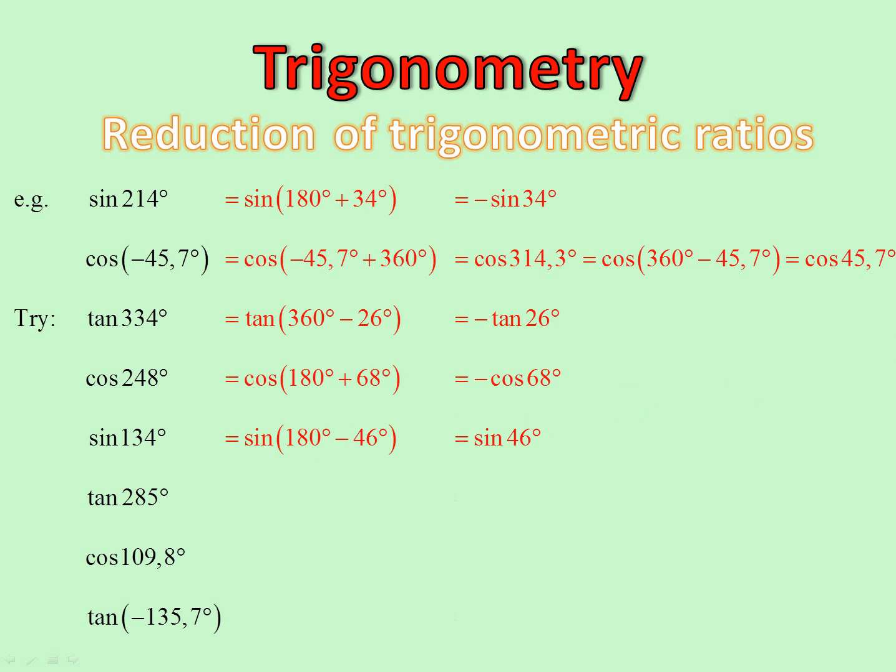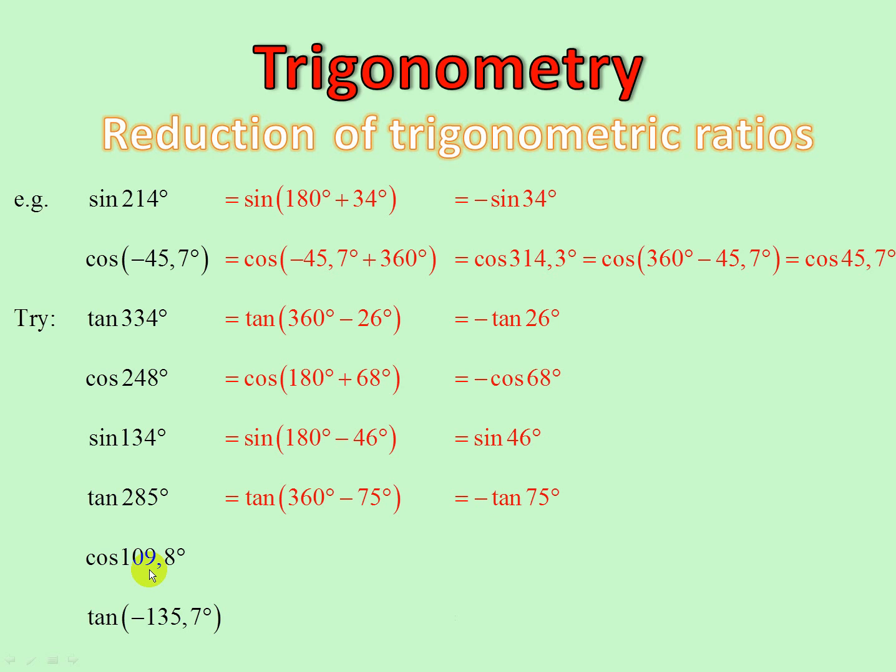So therefore, straight. Tan of 285. That is the fourth quadrant. Therefore 360 minus 75. Now I can write just the 75, but because it's fourth, I'll have to write negative tan 75.